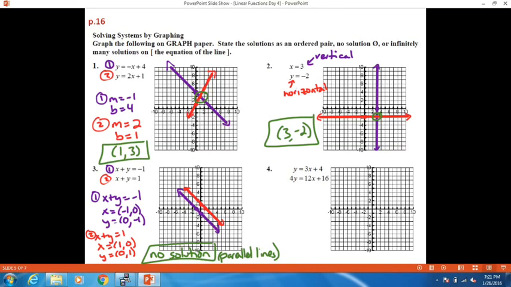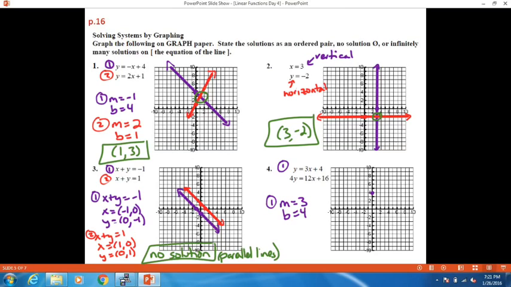All right, one more example, graphing by hand, and then we'll talk about how to use the graphing calculator. So for number 4, our first equation is in our wonderful slope-intercept form. We can see we have a slope of 3 and a y-intercept at 4. Makes it super easy to graph.